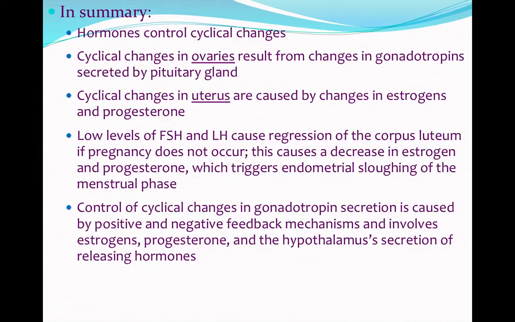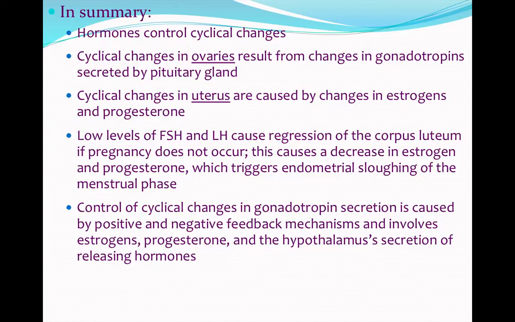So I have a summary here. In general, hormones control cyclical changes. The changes in the ovaries result from changes in the gonadotropins, and they're secreted by the pituitary. The cyclical changes in the uterus are caused by changes in estrogen and progesterone. Low levels of FSH and LH cause regression of the corpus luteum if pregnancy does not occur. This causes a decrease in estrogen and progesterone, which triggers endometrial sloughing of the menstrual phase.